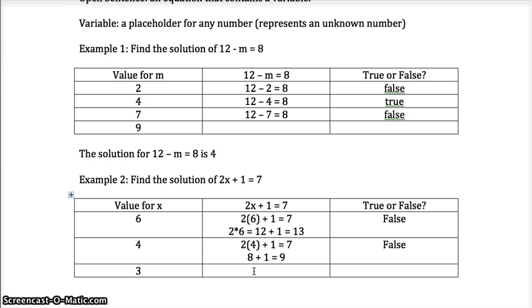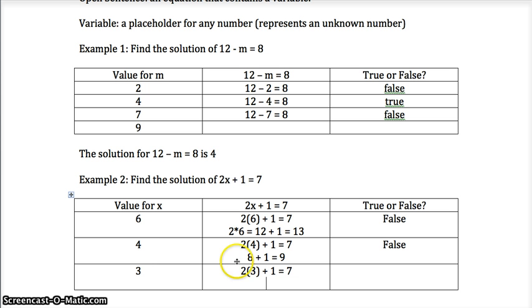We'll set up the problem together and you can solve it. 2, we're replacing the x with a 3. So 2 parentheses 3 plus 1 equals 7. Now you solve it right here and tell me if you think that's true or false by writing true or false in this box. Go ahead and pause the video so you have time to work on that.